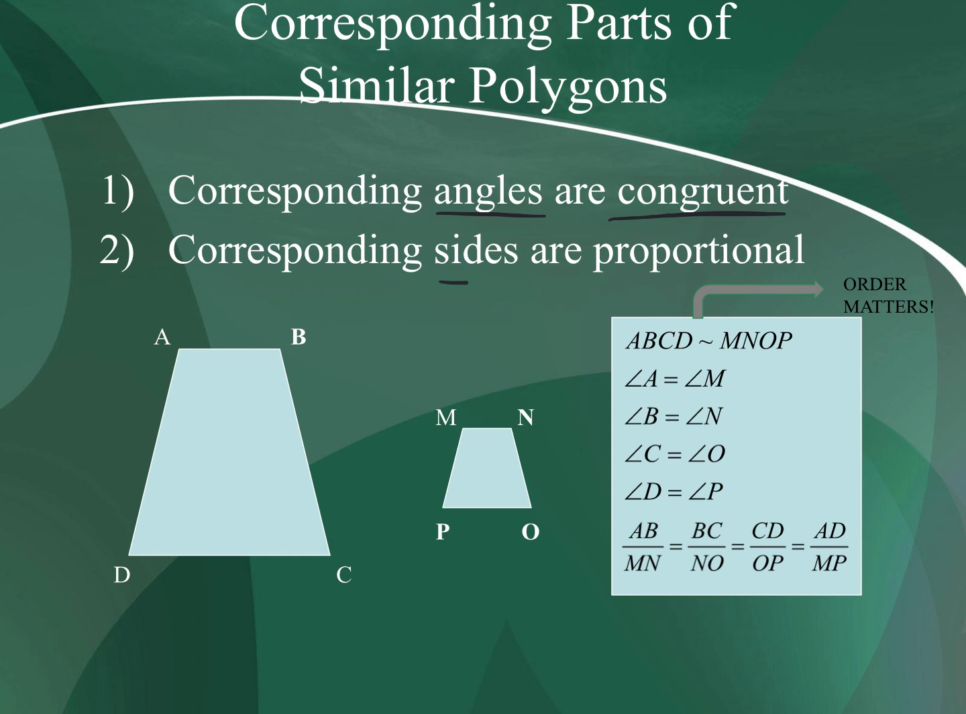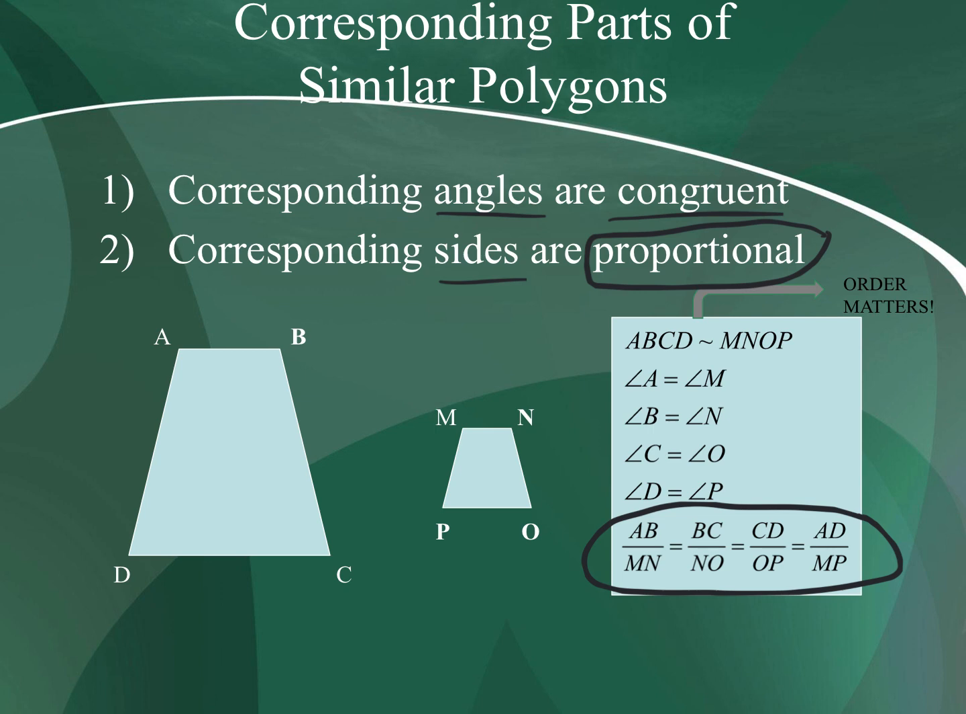But their sides are not congruent. There's something else called proportional. What I mean by proportional is if you put one of the sides over the other one in a fraction, that fraction will remain the same for all of the sides between both of the figures.